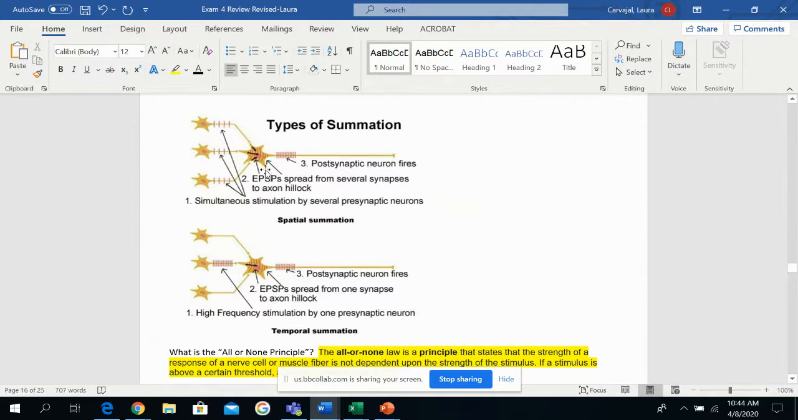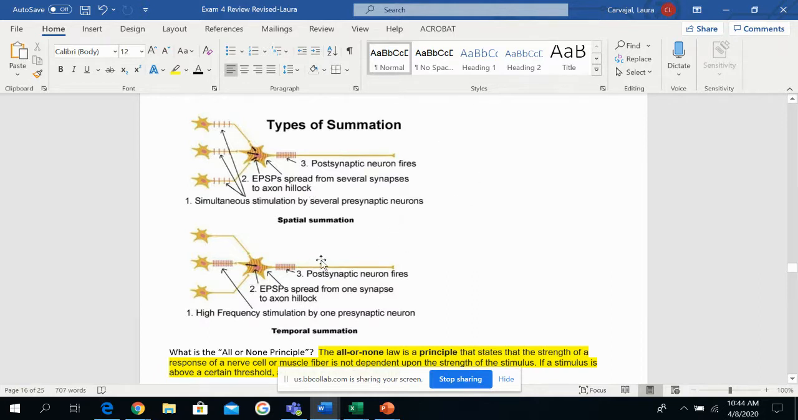The postsynaptic neuron is going to add those 12 impulses and fire 12 impulses at once instead of 3 times 4 or 4 times 3. Does that make sense? It's adding. Summation basically means the adding of. So these neurons are going to fire 4 impulses each, and this postsynaptic neuron is going to take all those impulses together and fire 12 in one shot. That's what spatial summation is.